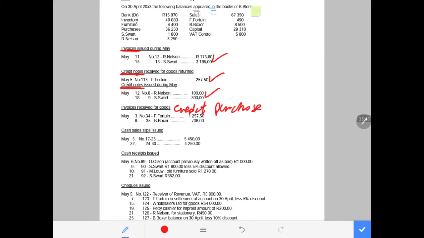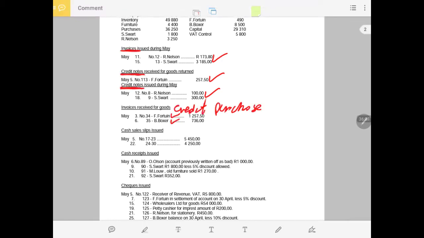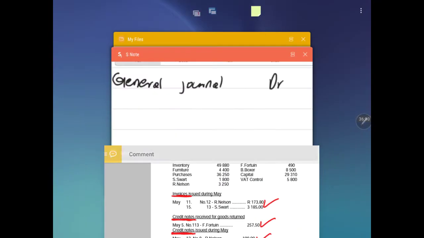So now, invoice received for the goods. That means we bought inventory on credit, and our supplier sent us these invoices and we received them. And who are these suppliers? It is F Fortune and B Boxer. And these are the real deal suppliers that we have in our business. Now let us record this in our general journal.